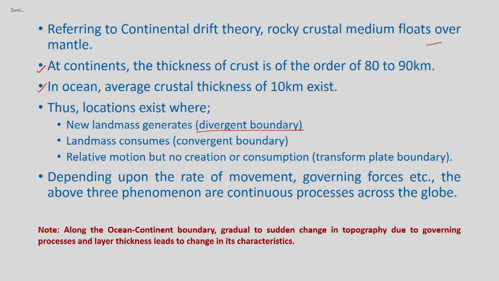After some time, it will move away from the boundary, and new material will settle at that boundary. So, as a result of this continuous process, there will be continuous creation of new landmass. This is called a divergent plate boundary.